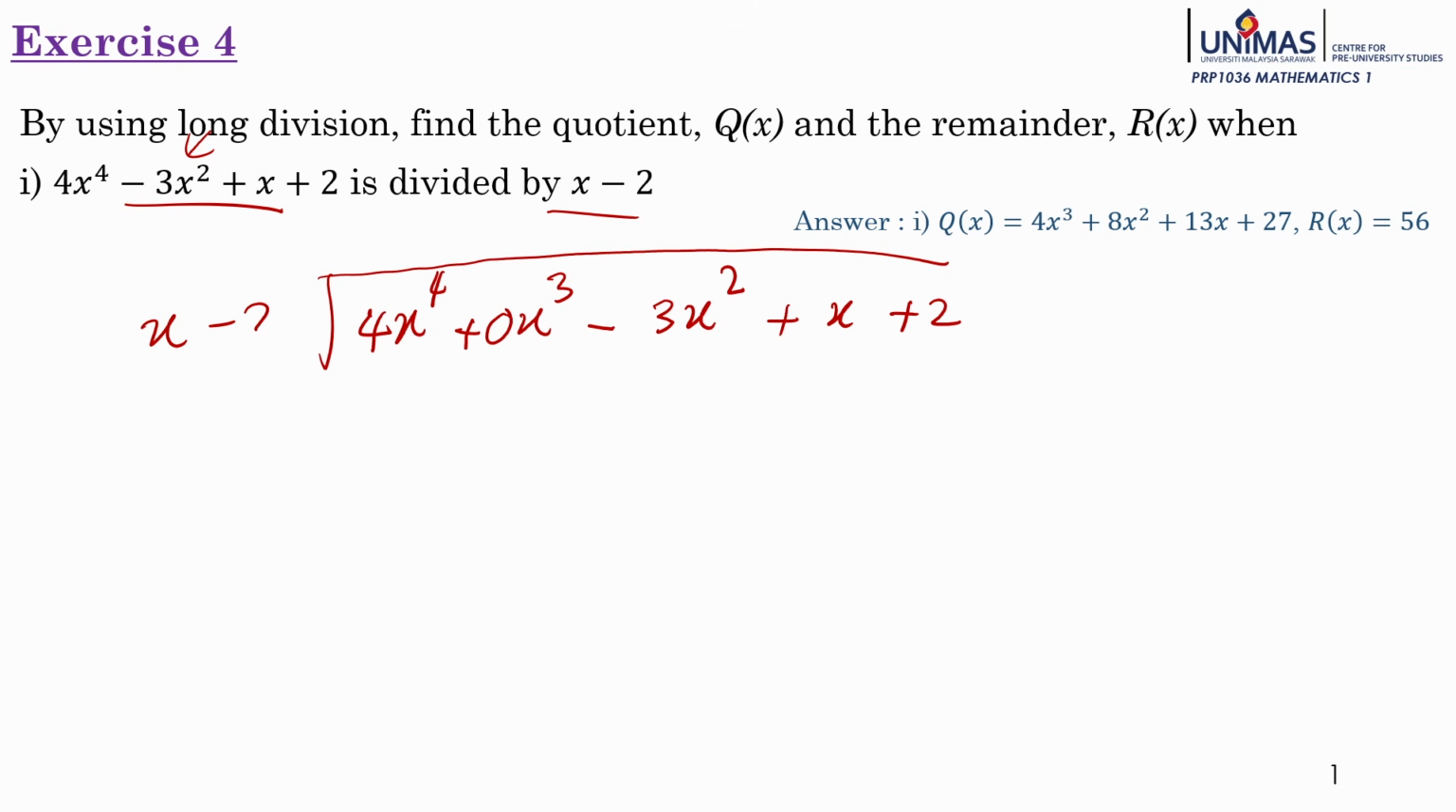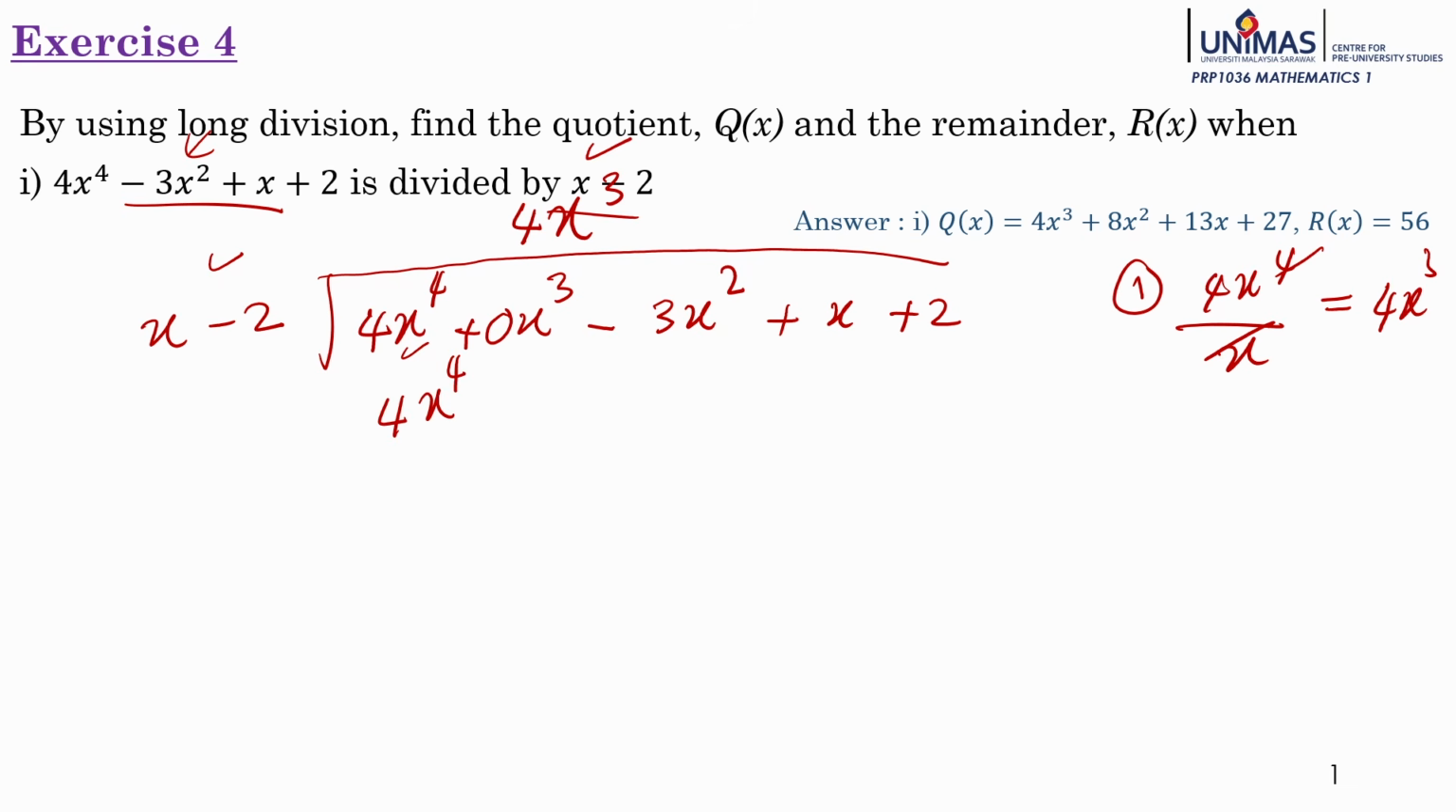x minus 2. So we have 4 steps. Remember, the first step is here: 4x to the power of 4 divided by x. Simplify, we get 4x cubed. So that means here 4x cubed. 4x cubed times x minus 2, we get 4x to the power of 4 minus 8x to the power of 3. And then we have to subtract. So here 0, and then 0x cubed minus negative 8x cubed, we get 8x cubed, right? And then we put down here negative 3x squared.